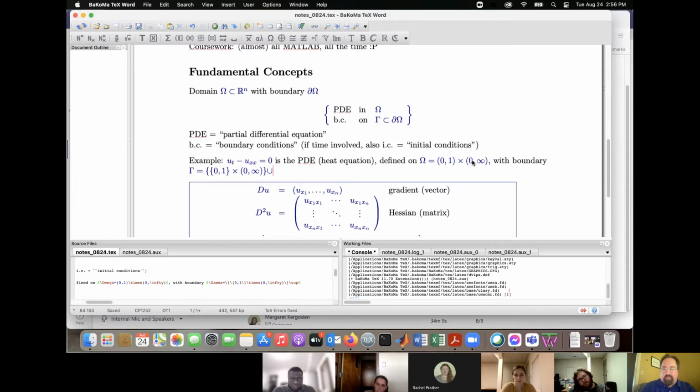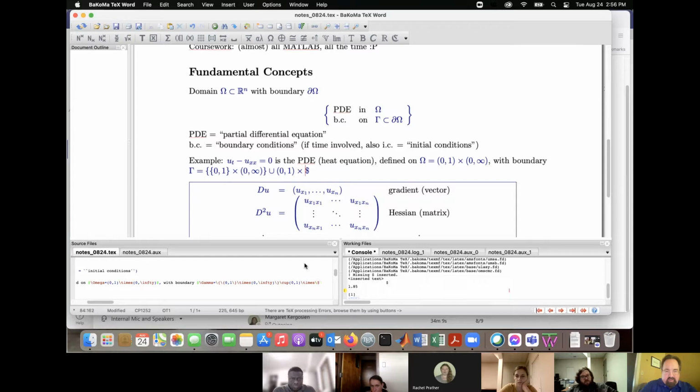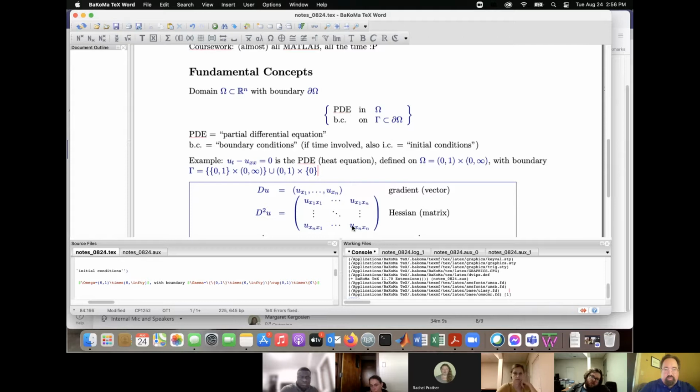So here the boundary of this domain would be still all the spatial domain for x, and then the boundary would be t equals 0. Okay, and I'll make that a set.